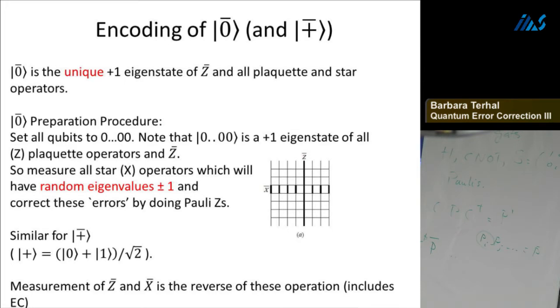Okay, so the measurement of the logical Z and the X is the reverse of this operation. So for the measurement of logical Z, you measure all the qubits in the 0-1 basis, and you determine some error information, and then you estimate the eigenvalue of the logical Z. Right? That's the measurement of logical Z, determining whether the eigenvalue is +1 or -1.